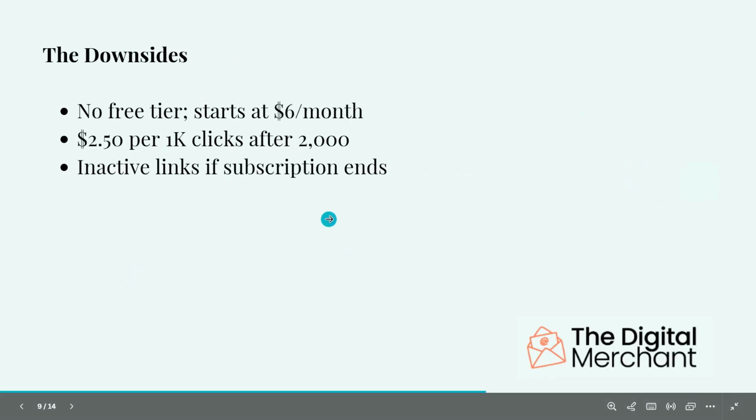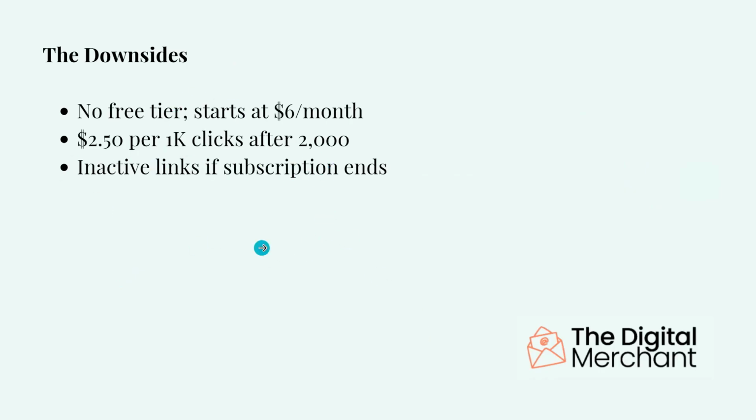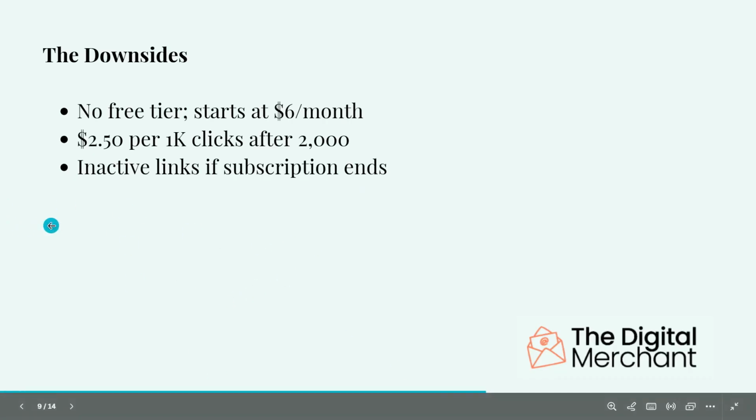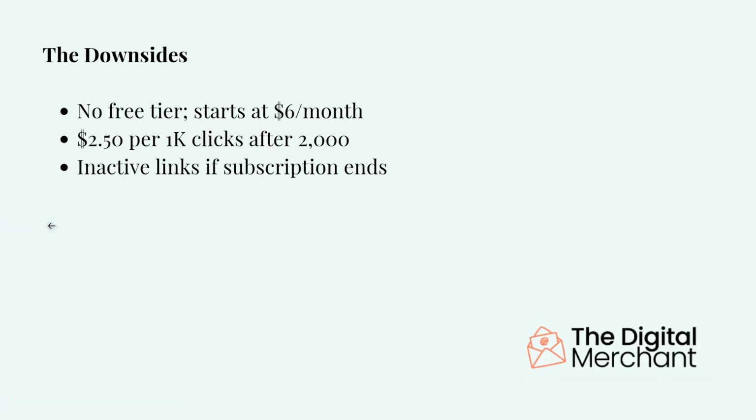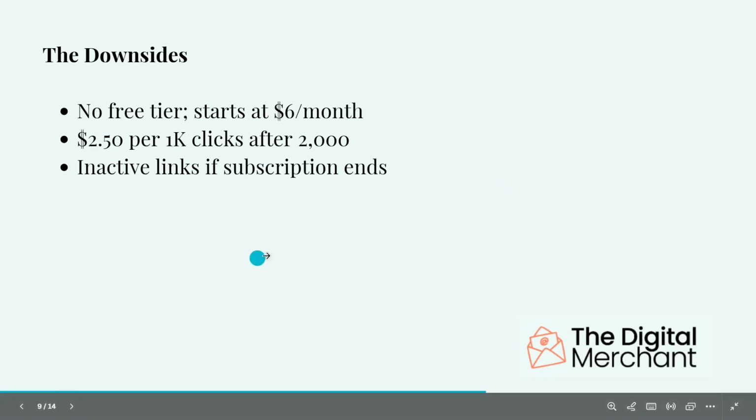So the downsides of it, I suppose: look, it's an investment. There's no free tier. It starts at $6 a month and it can get much more expensive than that quite quickly, depending on the specific service you're signing up to. It's going to cost you $2.50 per 1,000 clicks after 2,000. And then another big problem here as well is that links can go inactive if your subscription comes to an end. So essentially, if you finish up your subscription on a Friday, you could be dealing with a lot of inactive links by Monday.